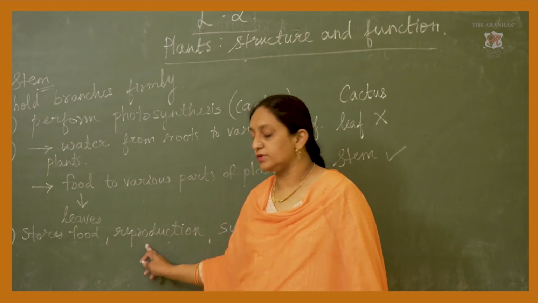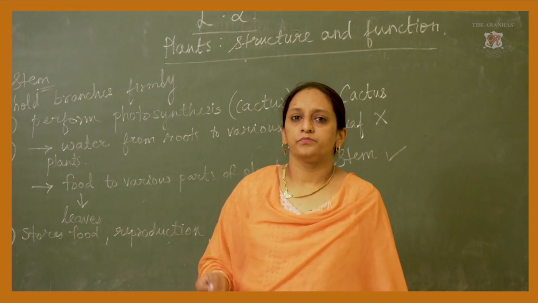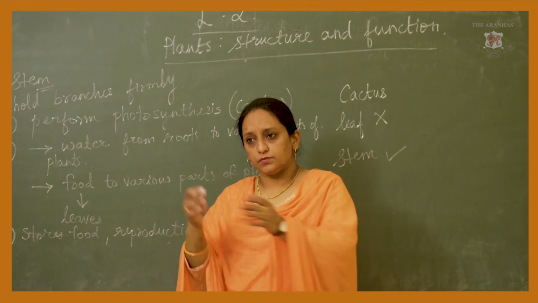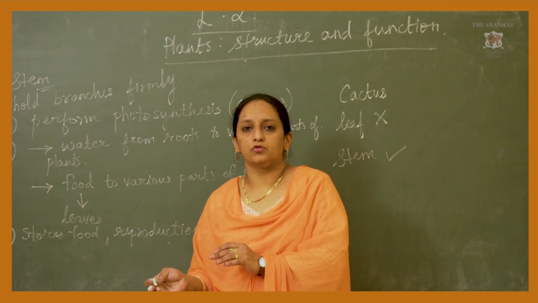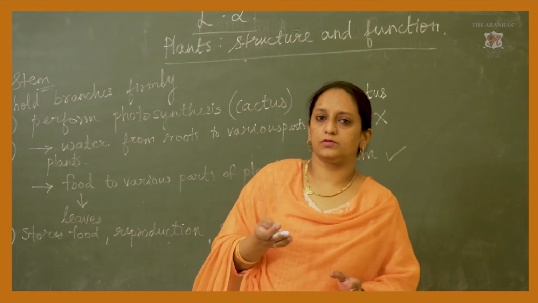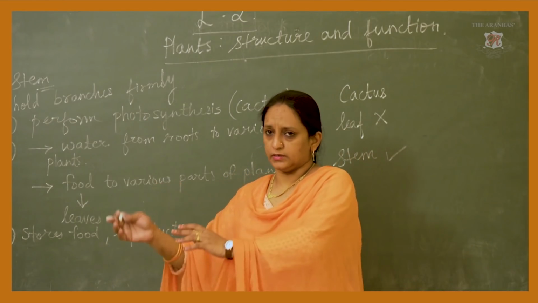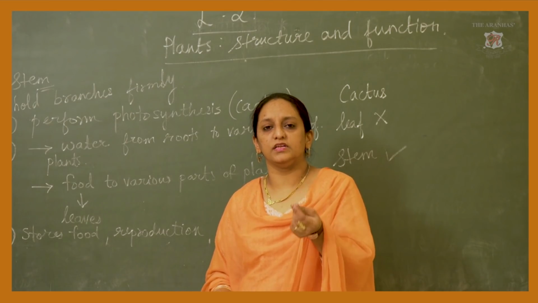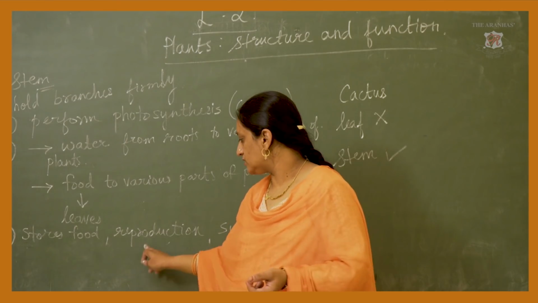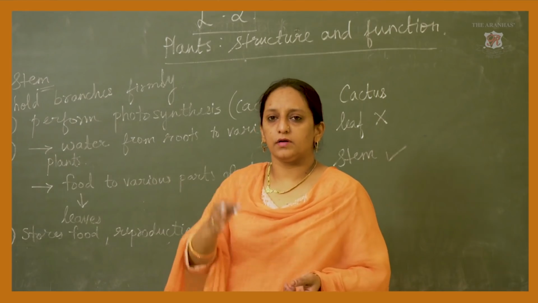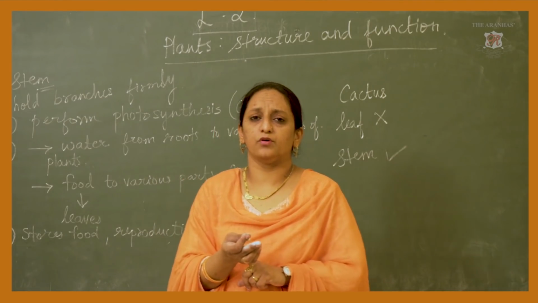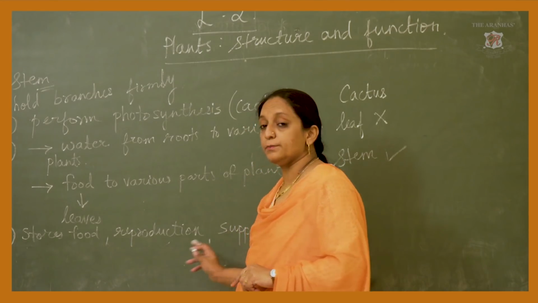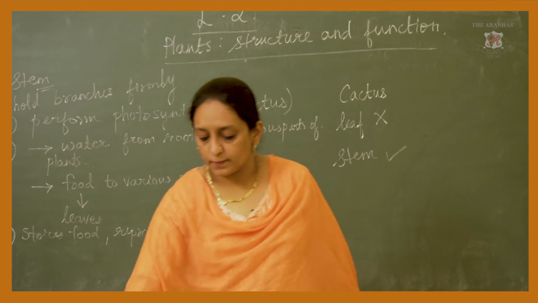Then reproduction function is also carried by stem, means for example a rose plant. If you want to plant one more plant of rose, what you do, you cut the stem of the rose plant and you plant it in another pot. After a few days you will see that from that stem leaves sprouting out. So that is called as reproduction. From one plant, small part of the stem of rose gives rise to another plant. That is called as reproduction, and stem provides support to the plant.